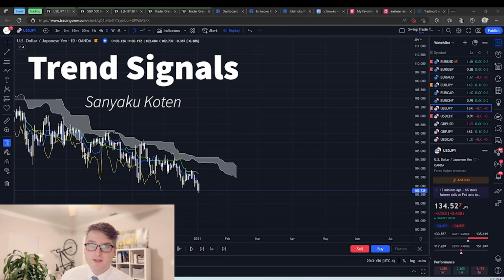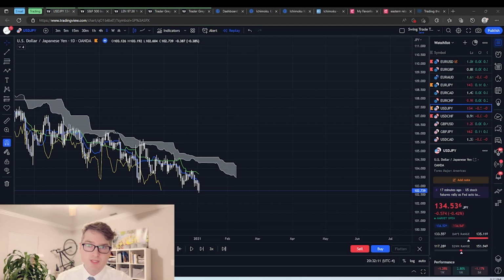Okay guys, now to properly identify a trending market in the Ichimoku system, we need to wait for the following trend signals. These trend signals are called Senyaku Koten signals. Senyaku Koten means 3 positive signals in Japanese.